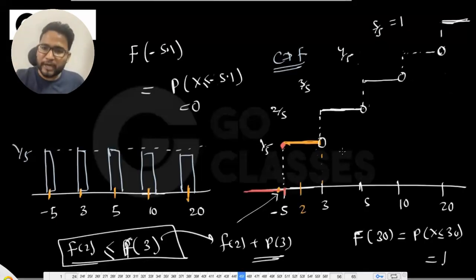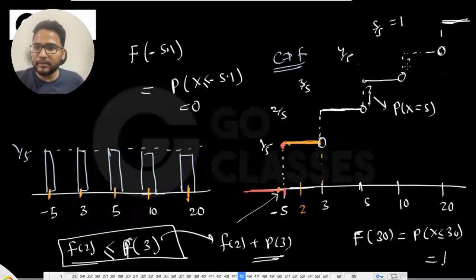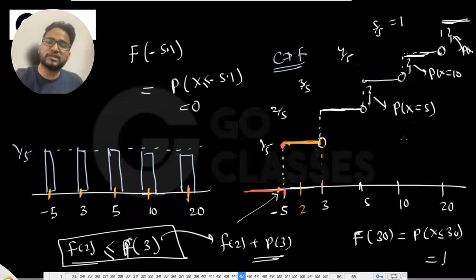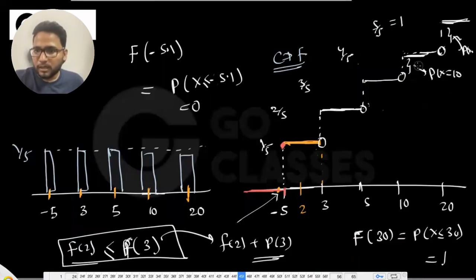At this point, you're not adding anything. Then suddenly 5 comes, and you're adding P of x equal to 5. Suddenly 10 comes, you're adding P of x equal to 10. Suddenly 20 comes, you're adding P of x equal to 20. I mean, you're adding some margin, and that margin is that particular mass function. Anyway, you do not need to understand that much detail. Let me even erase this jump, otherwise you will get confused. I just told you, but you do not need it.